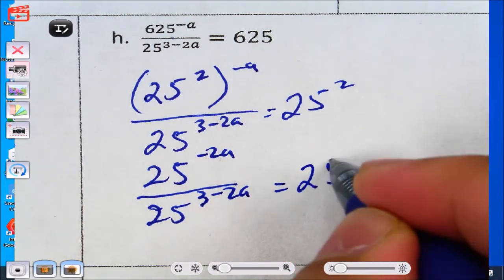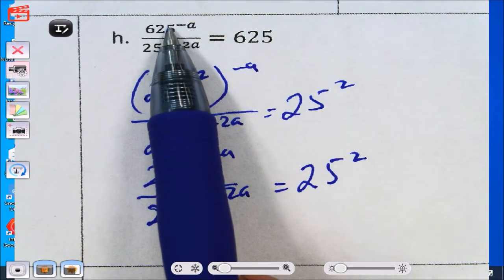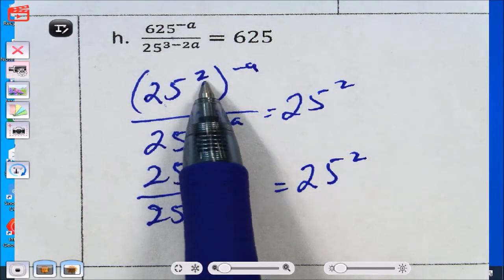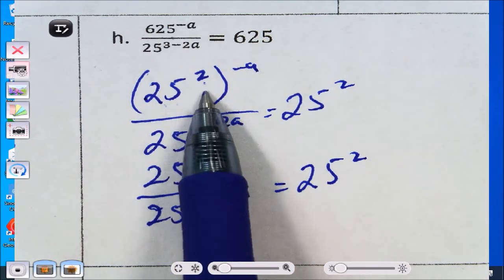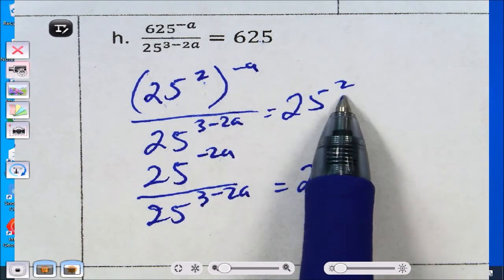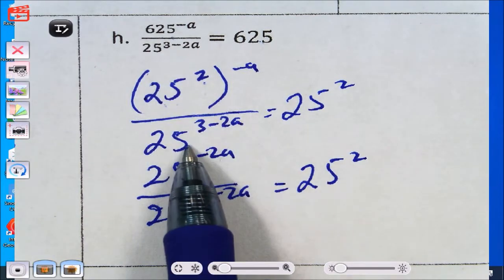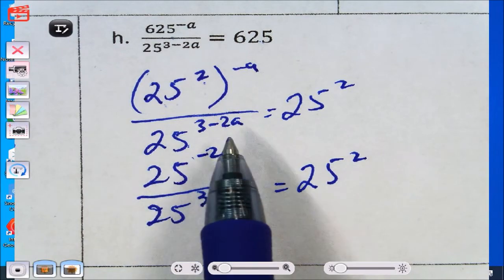What just happened? How'd you get the 25 in the top? So the 625 turned into 25 to the second power. Do you remember that from previous problems? 625 is 25 squared. And so 625 is still 25 squared. The denominator, I just copied. It was already a base of 25. Oh, alright. So I didn't do anything with the bottom.